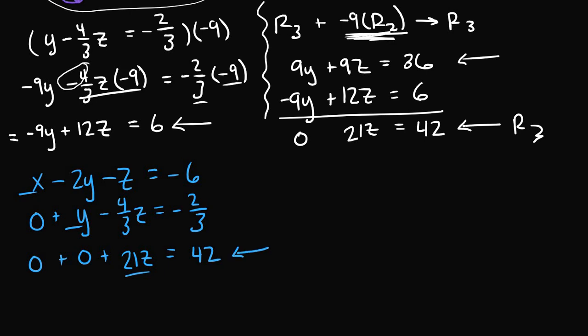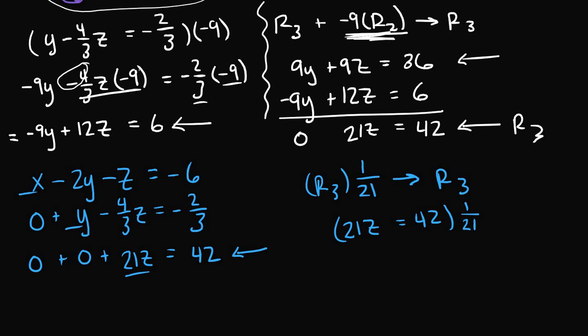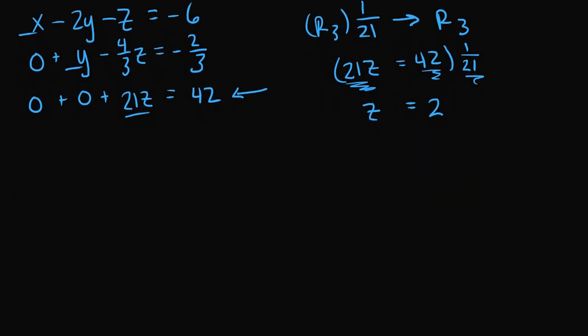So let's work on equation 3 and try to get the leading one term for the z term there. So if I took R3 and I multiplied it by 1 over 21, this will give us our new R3. So 21z is equal to 42, and this multiplied by 1 over 21, well, 21z over 21 is just z, and 42 over 21 is just 2. So finally, if I scroll down here, this is our new R3, right?